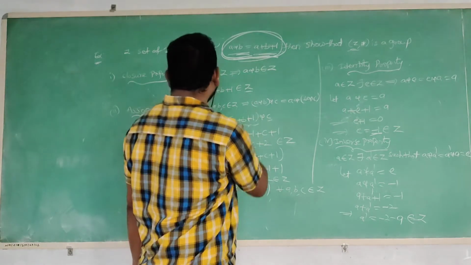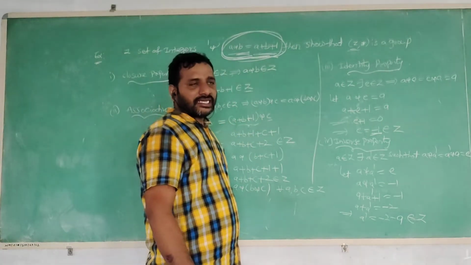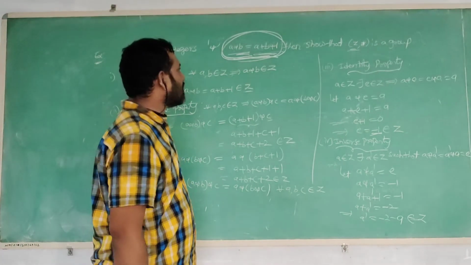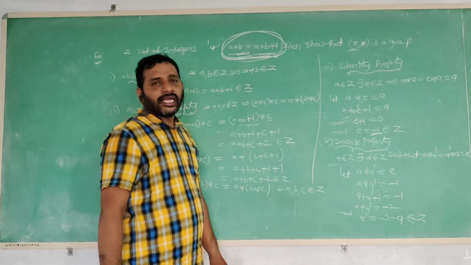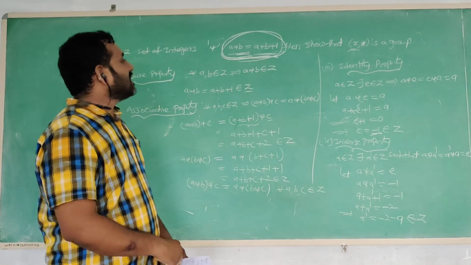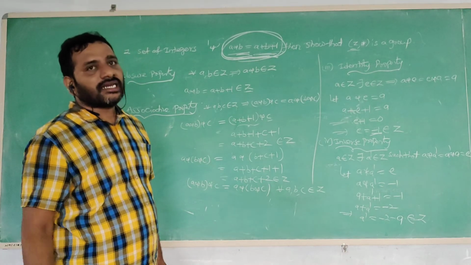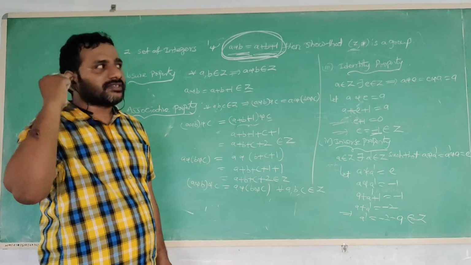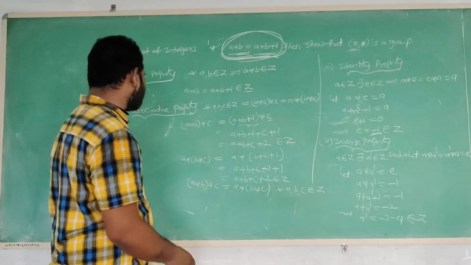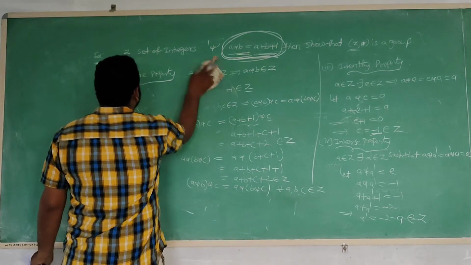Okay, therefore, by the above four properties, we can say that Z, where Z is the set of integers and the operation star is defined by A star B equals A plus B minus A plus B plus 1, is a group, because Z satisfies all four properties. Okay, right. Then next.